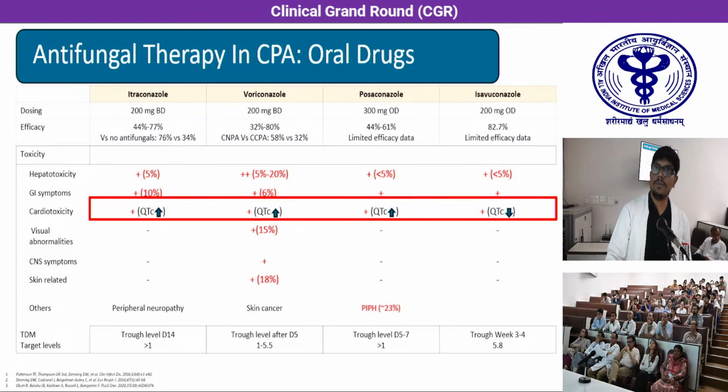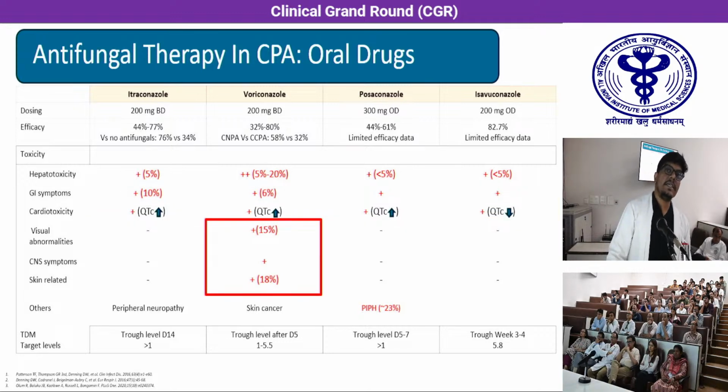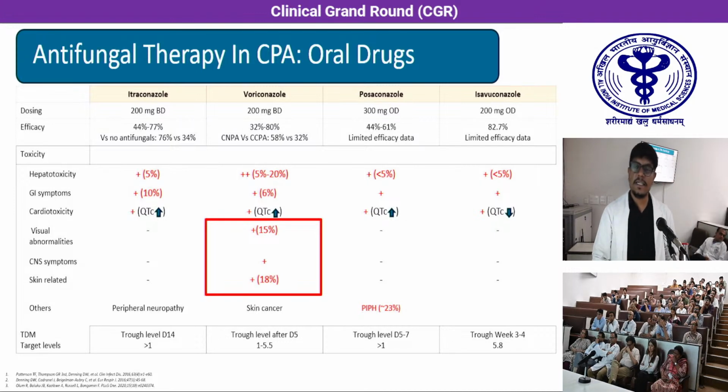which causes QTc shortening, and side effects associated with specific drugs include visual abnormalities, CNS symptoms, skin-related adverse effects, which includes phototoxicity, and development of skin cancer in patients on long-term voriconazole, and pseudohyperaldosteronism in patients who are on posaconazole. Although the exact proportion of patients who develop this side effect is not clear, a single study had reported as high as 23% of patients reporting this.